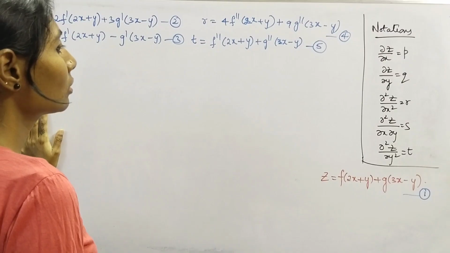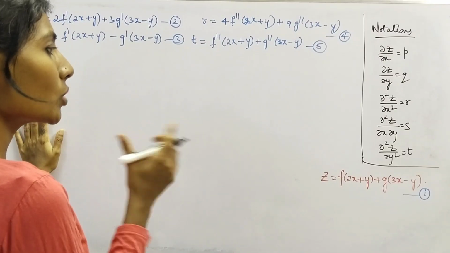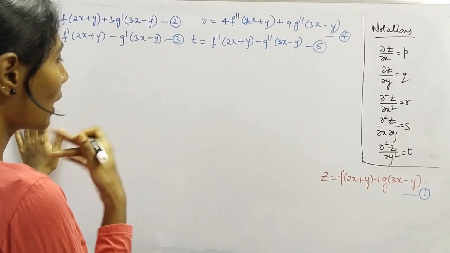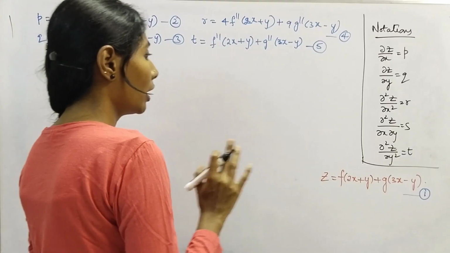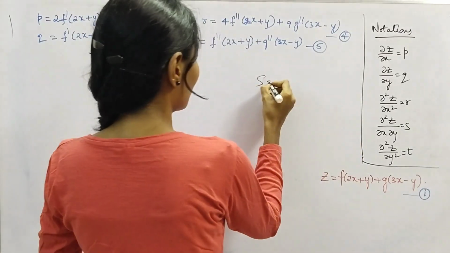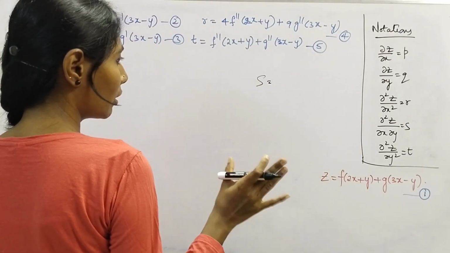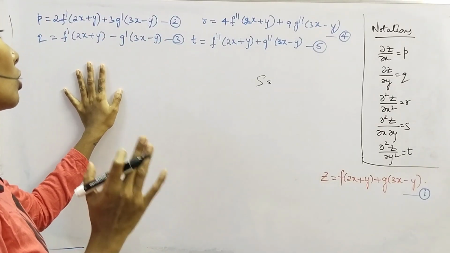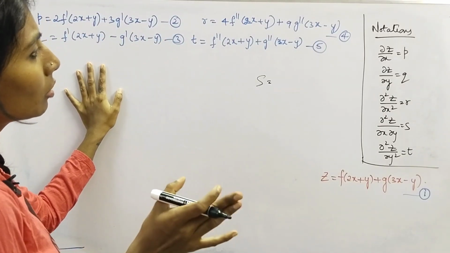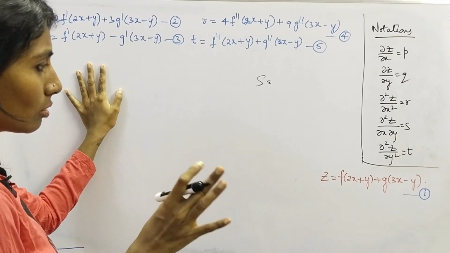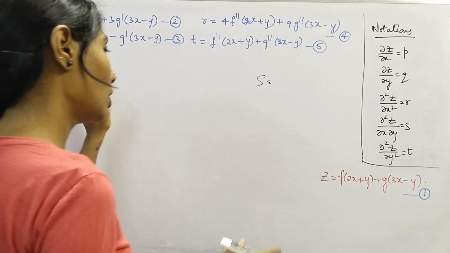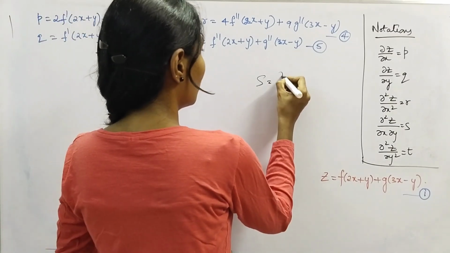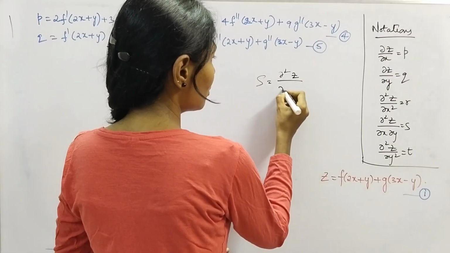So let's find s, the equation involving s, and let's see what happens. Trial and error. We don't know exactly what happens, so we just observed and we got to know that it is not possible to find the partial differential equation using these 5 equations. So now we are going to give it a try for this s.